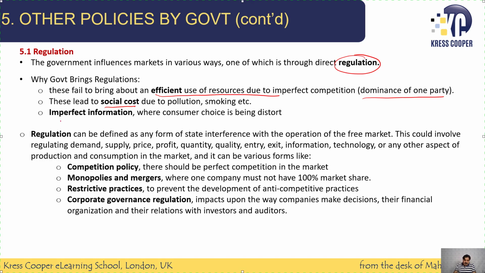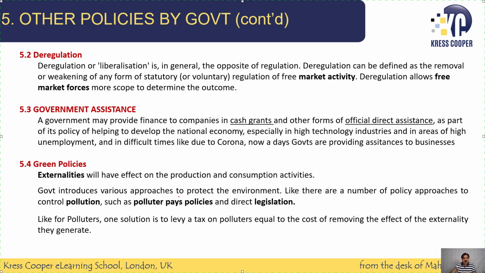In case of imperfect information, the consumer will sacrifice. The government will make regulations so that maximum information will be provided to the related customer, so they will be able to make better decisions. So the government adopts these different types of regulations which will have an impact on businesses, like competition policy, monopolies and mergers, regulation related to restrictive practices, and corporate governance regulations. All these regulations implemented by the government will have an impact on businesses as well.